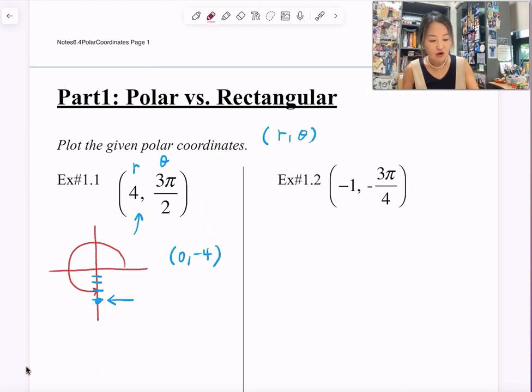Now, let me ask you this. Are these the same? Of course they are. One is speaking a different language, just like radians and degrees, right? Polar bears talk in this language. Human bears talk in rectangular. Because if you were a polar bear, you would say, hey, 3 pi over 2, and then go 4 forward, because that's what it says, positive 4. If you were a human, you would say, hey, go 0, do nothing left to right, and then go down 4. And that's what this is saying. So 0, negative 4 would be the rectangular coordinates.